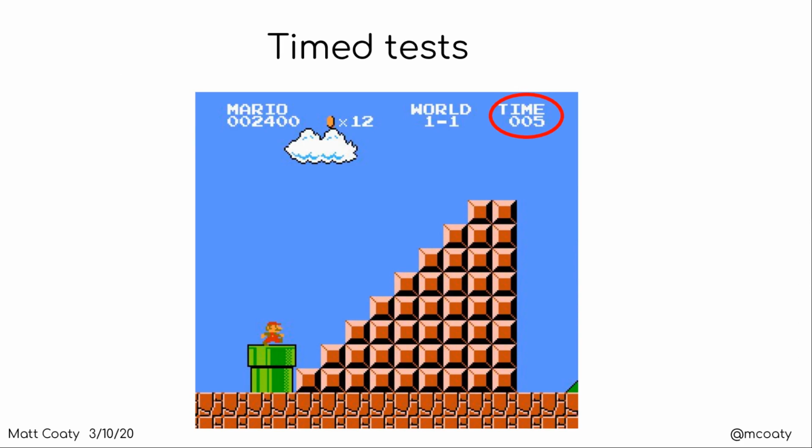And this slide, many of you will pick up on it. Mario Brothers, regular Nintendo system, and there's 5 seconds left, and you've got to reach the flag, and you're going to run out of time.